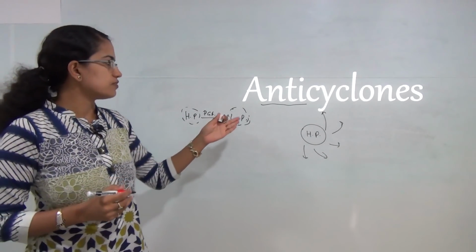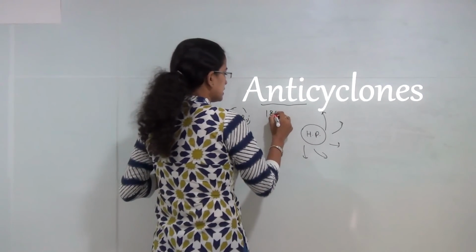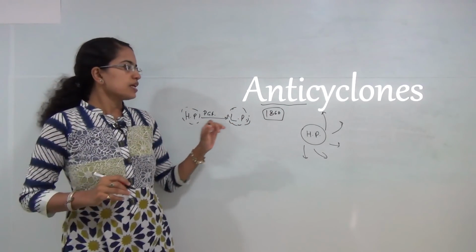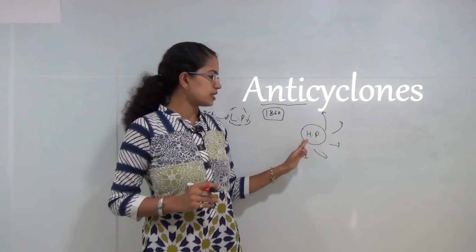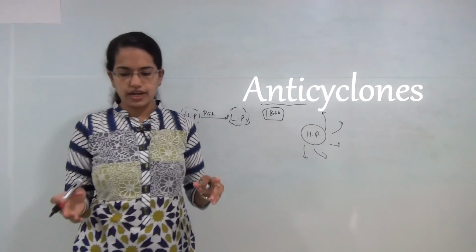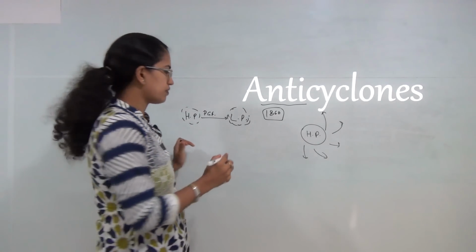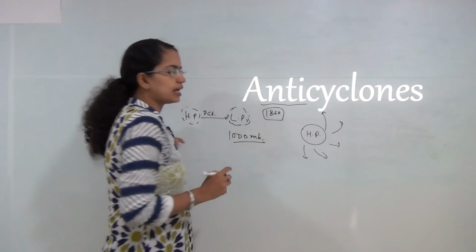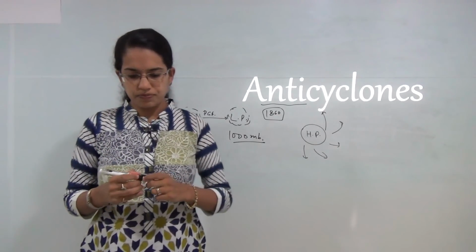So Galton was the first person who in 1860 propounded that there is presence of anticyclonic conditions. Then under anticyclonic conditions, you have usually circular isobars which are at a distance of around 1000 millibars away or more. That is usually what they are denoted with.